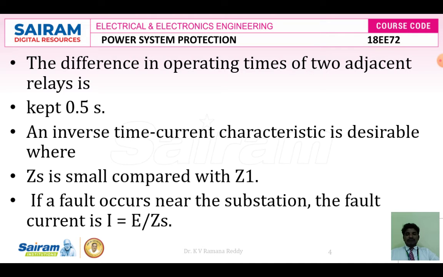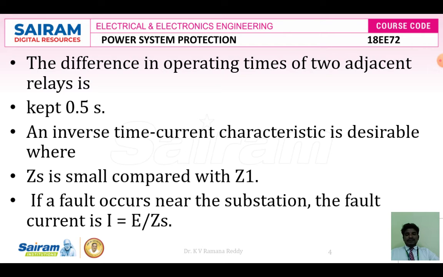An inverse time current characteristic is desirable where ZS is small compared with Z1. ZS is the source impedance, which is in series with the source, and this source impedance limits the fault current when the fault takes place near the source. Z1 is the impedance of the line; as the length of the transmission line increases, the value of Z1 automatically increases.